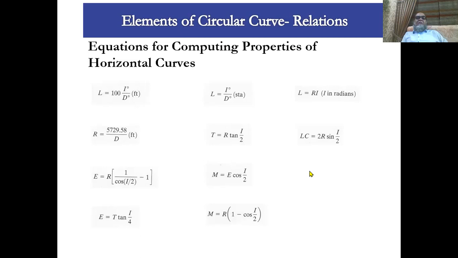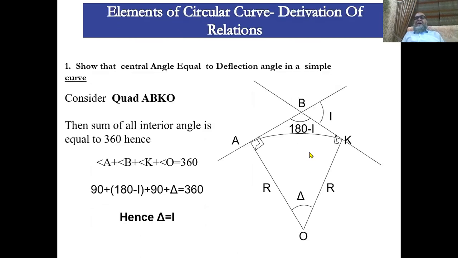Now, how do you arrive at these relations? Let's see. First of all, when I say central angle is equal to intersection angle, how can we prove that? Now, consider quadrilateral A, B, K, O. Since it's a quadrilateral, the sum of all the angles A, B, K, and O should be 360. Remember, angles A and K are 90 degrees because there is a tangent here and a tangent here.